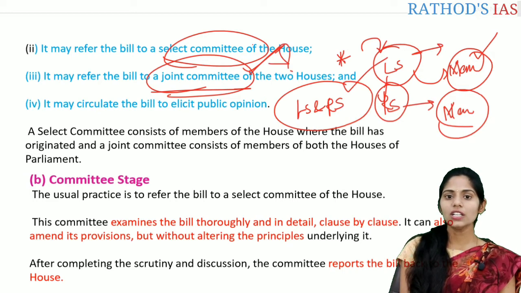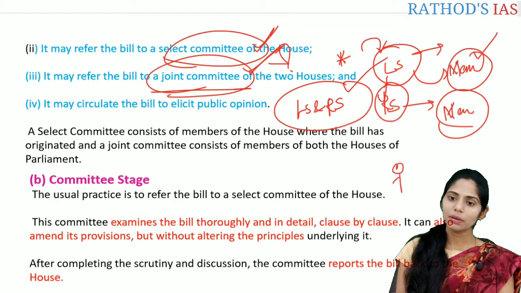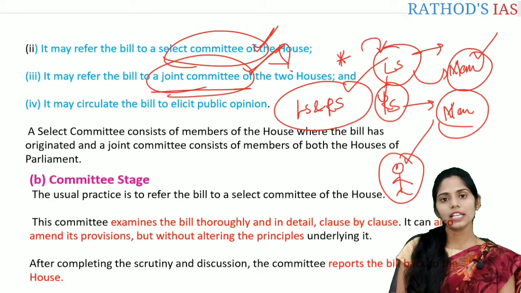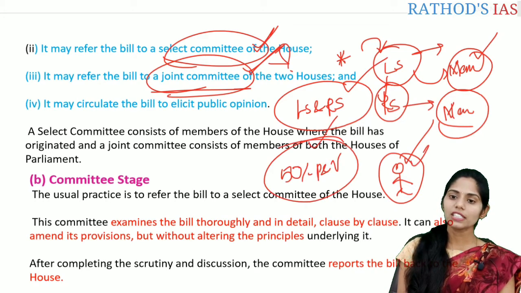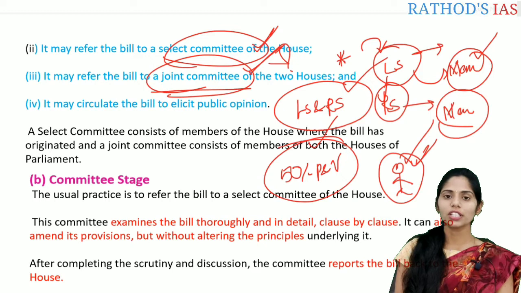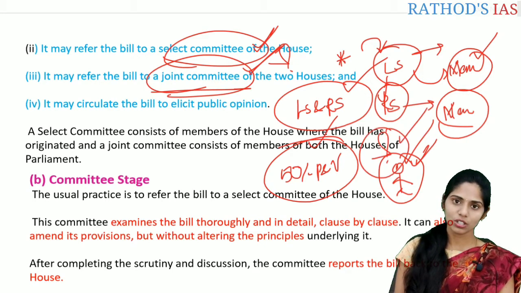So what is the need of this select committee? For example, if any member is introducing a bill into the House, in the case of an ordinary bill to be passed, he needs a simple majority. That means 50% of those present and voting. If this member is from the ruling party or is enjoying the majority in the House, then he will not have any problem regarding the passing of this bill.